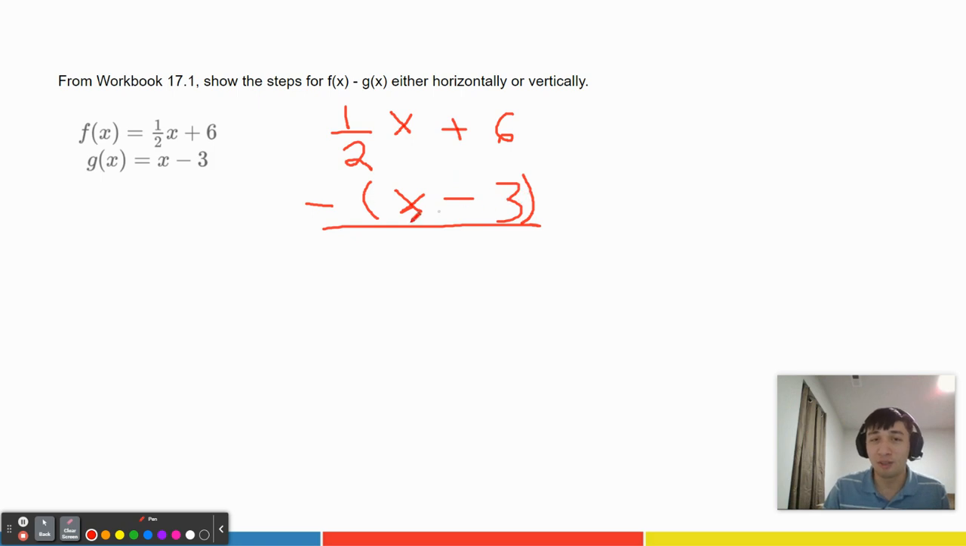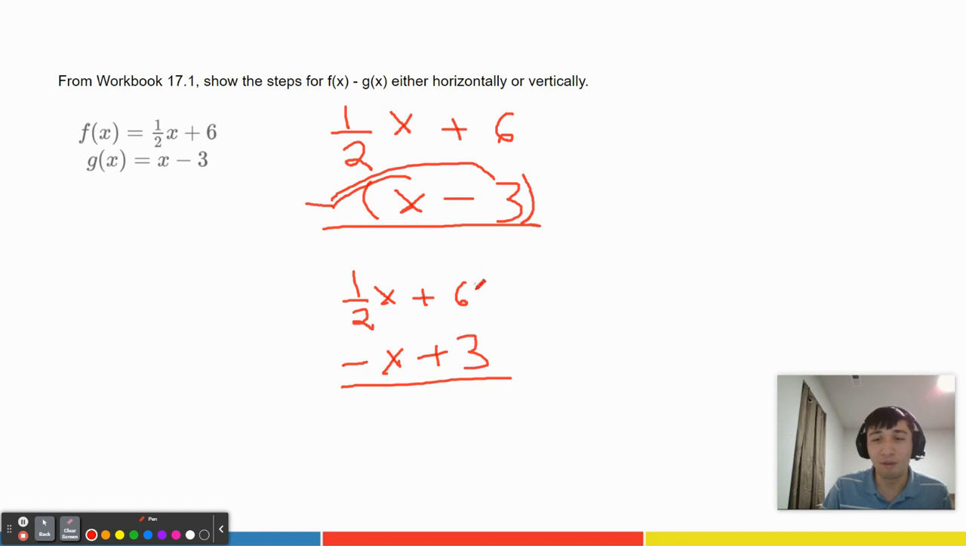And when you change the signs down here, we're just going to have to kind of get this in here and get this in here and change those signs. So what it's going to look like is this. A half x plus 6 minus x plus 3. So now we can just add down or just combine our terms.